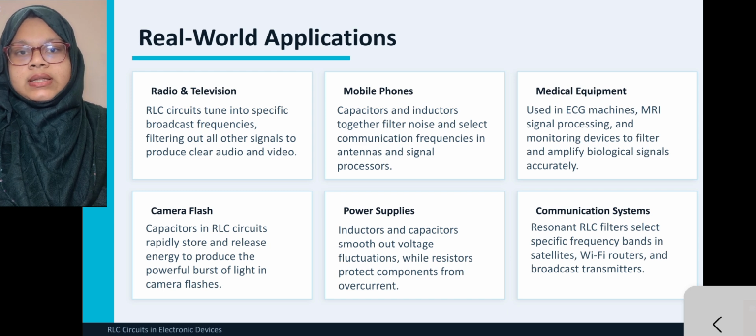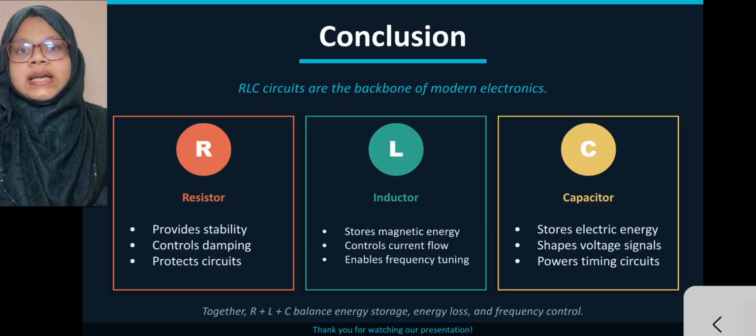In summary, the resistor provides stability and damping. The inductor stores energy in a magnetic field. The capacitor stores energy in an electric field. Together, they balance energy storage, energy loss, and frequency control. In conclusion, RLC circuits are the backbone of modern electronics. They make communication, filtering, and energy control possible.